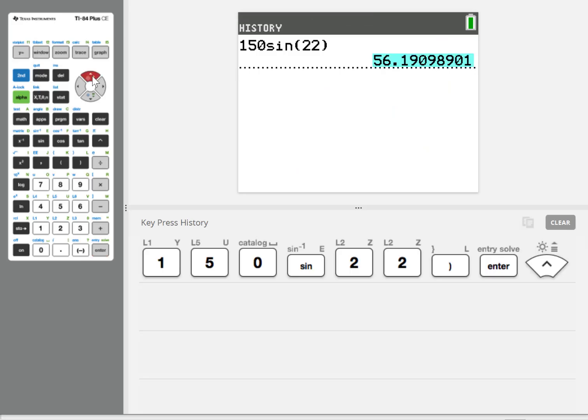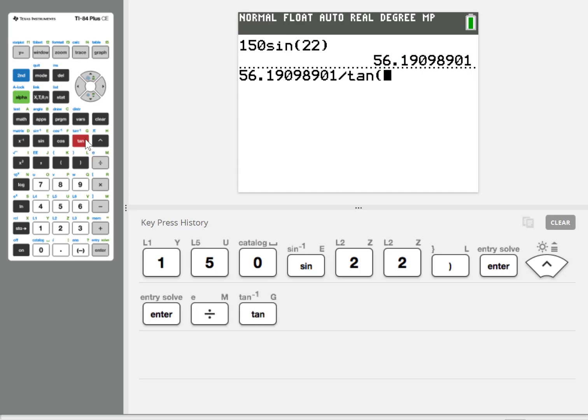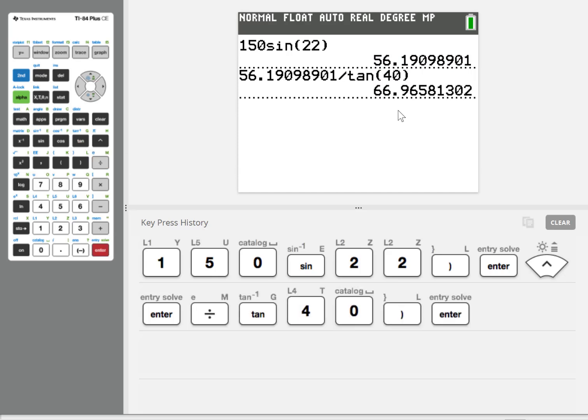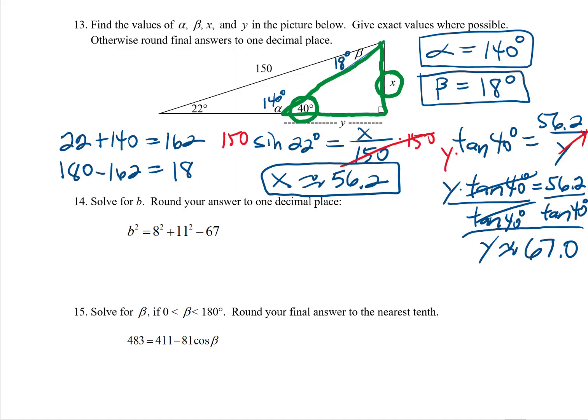Of course, I want to use the full number there, so I'll go up and grab it, the 56.2 number, divided by tan 40, and that gives me about 67.0 when I round that off to one decimal place, 67.0 for side y. And we have found all the missing pieces.